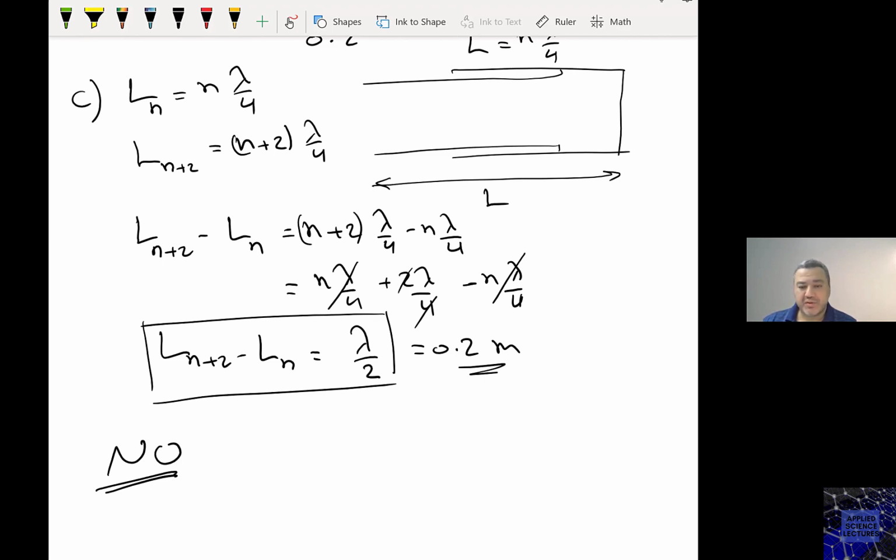Any question about this problem? Okay, so let's move on to the next question. Next question is from the textbook, 14.94.